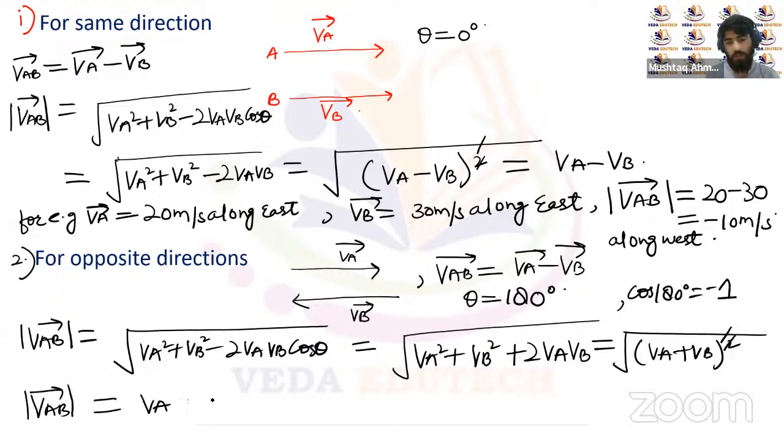So it means that the two velocities simply get added when the two particles are moving in the opposite direction, right? And the two velocities simply get subtracted if the two particles are moving along the same direction, right? So for opposite directions, the relative velocity will be VA plus VB, and for the same direction, the relative velocity will be VA minus VB, right? VA minus VB.